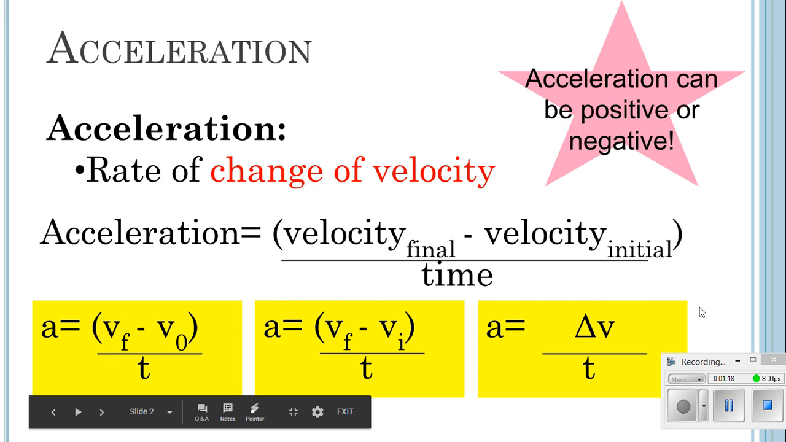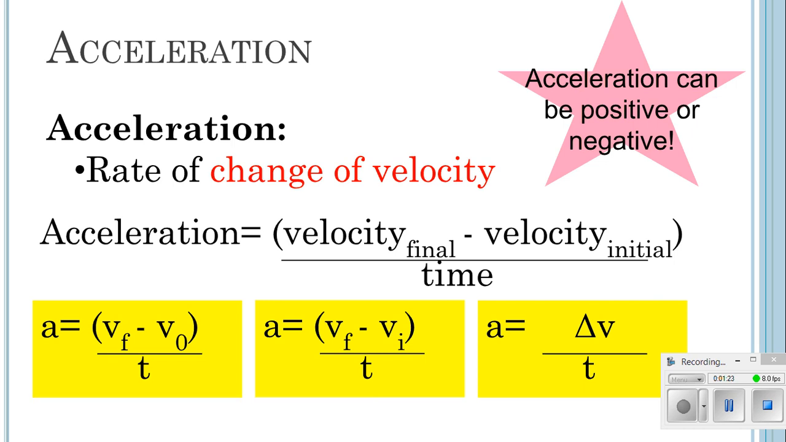One other thing is acceleration can be positive or negative. A lot of people sometimes say deceleration for a negative acceleration, but keep in mind, since acceleration is dealing with velocity, that means vectors come into play, and so the direction comes into play here.